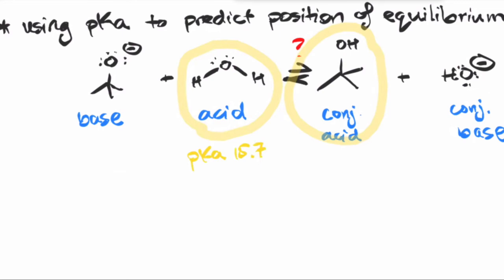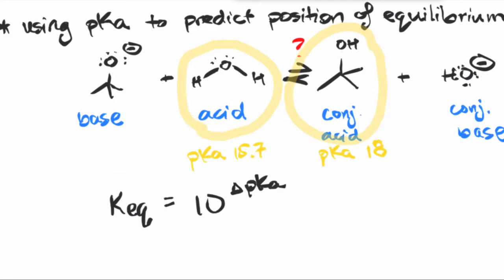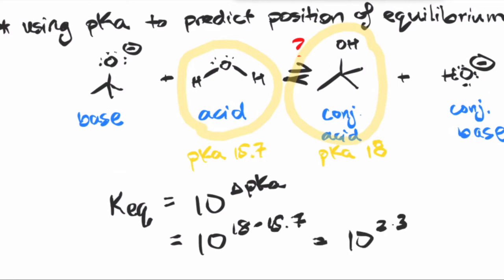If not, then you can use the approximate pKa's that you have memorized. In this case, let's say it was given to us. So in this situation, it turns out you can use a mathematical relationship for the equilibrium, which states that the KEQ is equal to 10 raised to the difference in the pKa, which is the pKa of the product minus the pKa of the reactant. In this case, that's 18 minus 15.7, which is 10 to the power of 2.3.